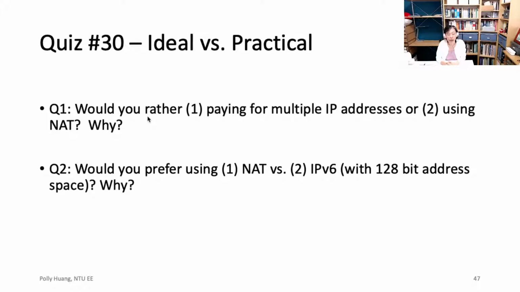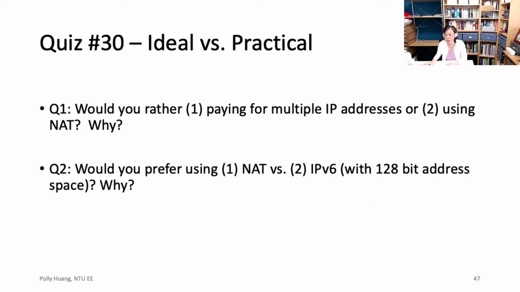Q2, would you prefer using NAT or IPv6? Now you heard a little bit about this when we were talking about the controversies of NAT. IPv6 is saying that, hey, let's not do NAT. And we do have this IP address shortage problem. So how about we expand the IP address space from only 32 bits to 128 bits? Personally, would you prefer doing it the NAT way or the IPv6 way? Pick whatever you like better, but justify. Tell me why. Okay, good.